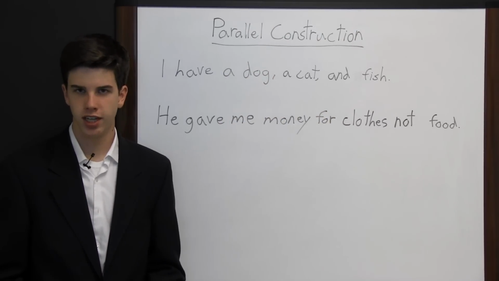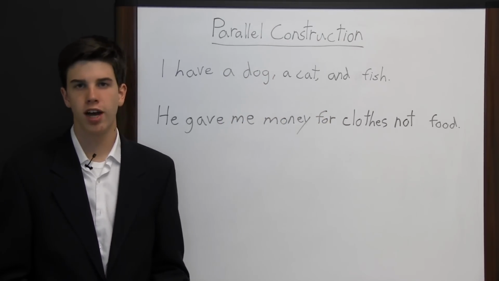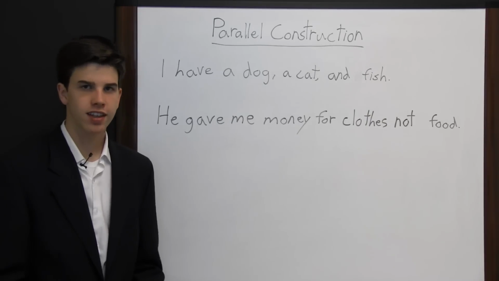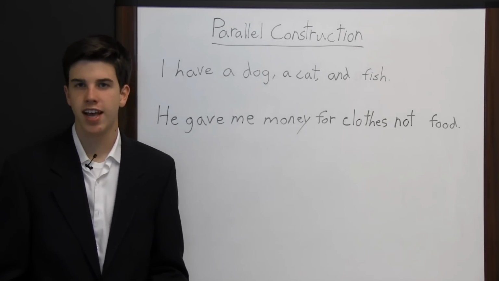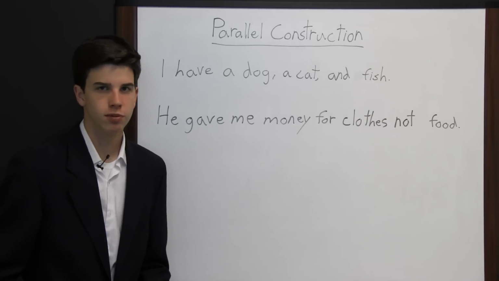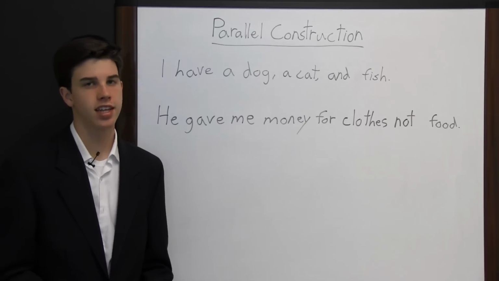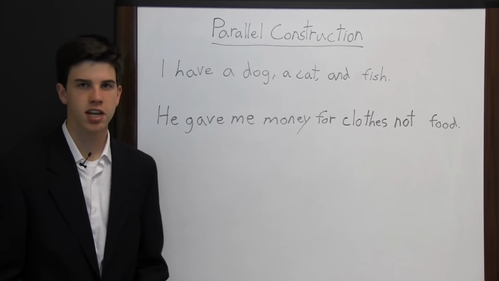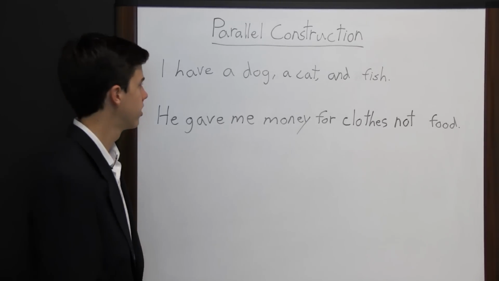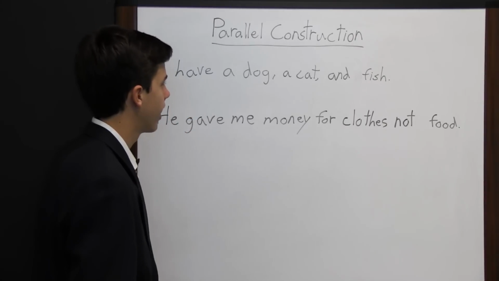Parallel construction is an important concept for writers to understand. Basically, the concept of parallel construction is that each part of a sentence should be grammatically structured the same as the other parts of that sentence. Take a look at this sentence so you can see what I mean. I have a dog, a cat, and fish.